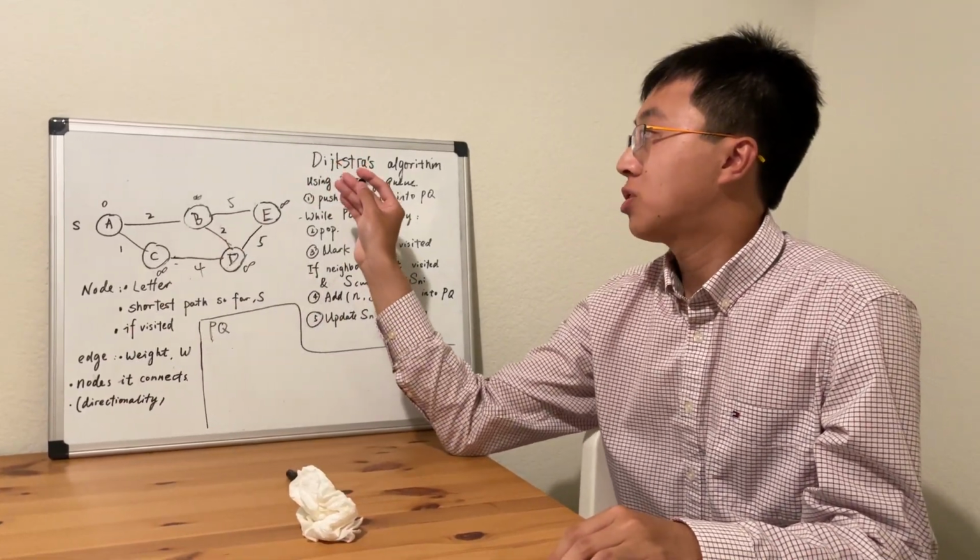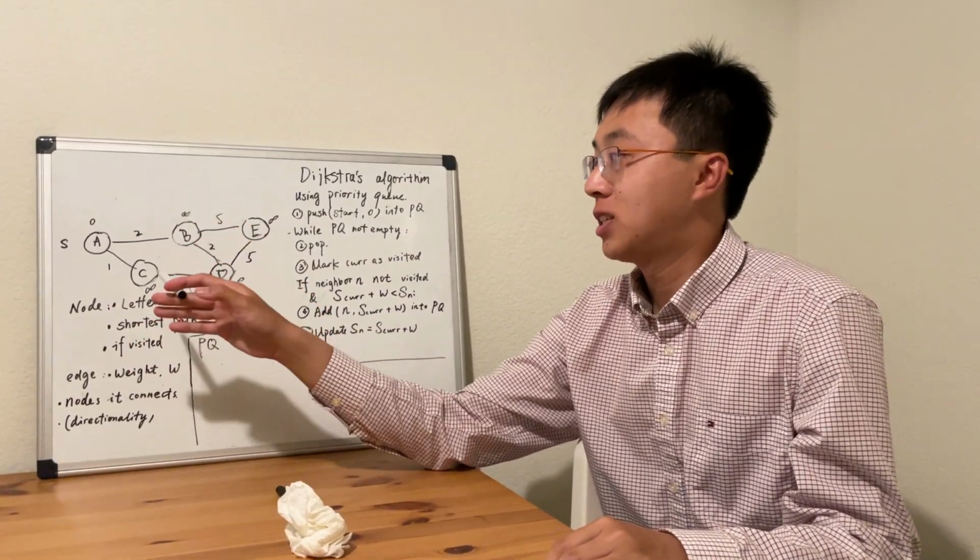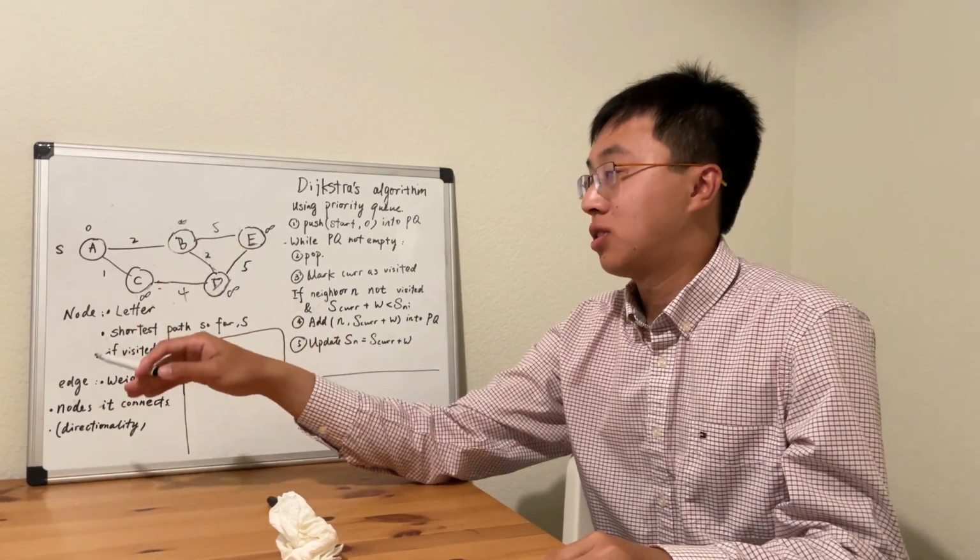So here's why we use the priority queue, which ensures that the shortest path is always popped out first, and then the longer path is popped out later.